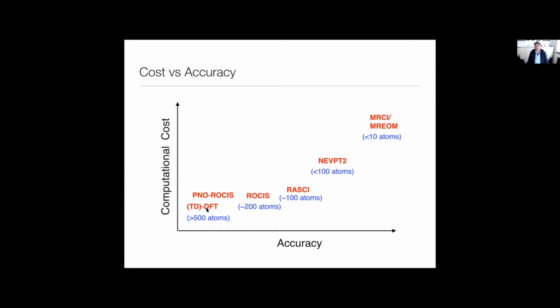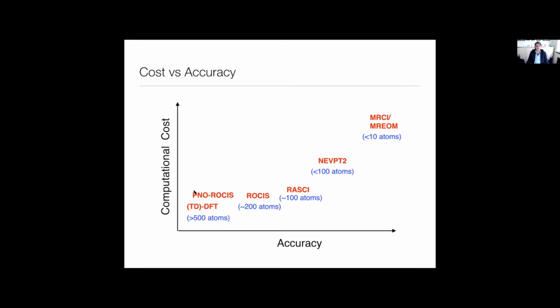And the next in terms of efficiency is ROCIS, and ROCIS quite typically is a step up in terms of accuracy. And we have developed a method that is very, very useful that we call PNO-ROCIS. And PNO-ROCIS is a way to make ROCIS calculations cheaper. So with that, you can also reach the region of about 500 atoms that you can apply it to, whereas normal ROCIS probably is between 100 and 200 atoms, will get computationally very cumbersome.